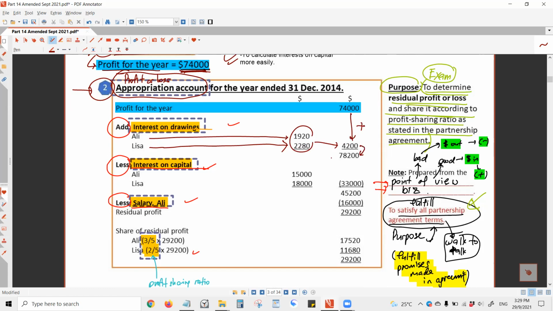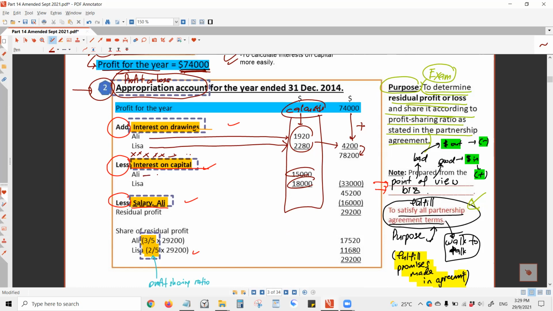Then you get this number. This number, there's nothing here. Okay, 78200, there's nothing here. Then interest on capital. Usually you have to calculate all these figures yourself. You have to calculate all these figures yourself in the exam.